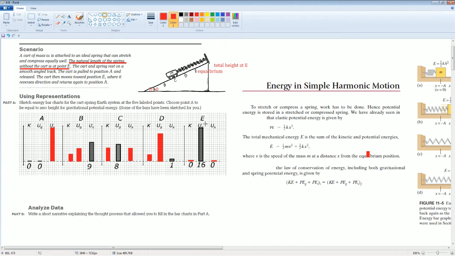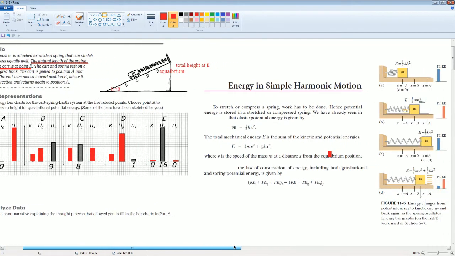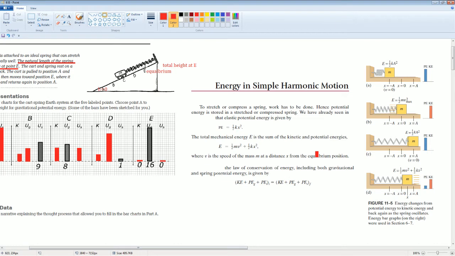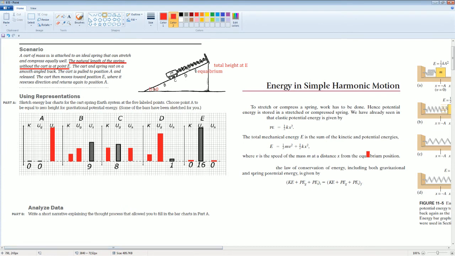Lastly, at point E, it's at equilibrium. This is its natural state. Here, it's all gravitational potential. There's no kinetic here, and there is no spring potential, because here its velocity is going to be zero. A lot of people think there is kinetic, but not in this sense, because it doesn't oscillate here. E is the natural length of the spring, without the cart, and the cart is at point E. So don't get fooled into saying there's kinetic energy here.